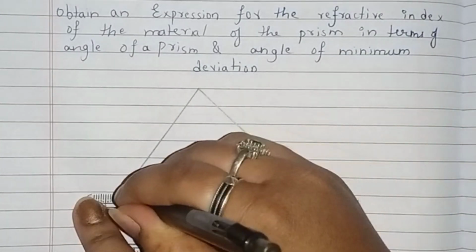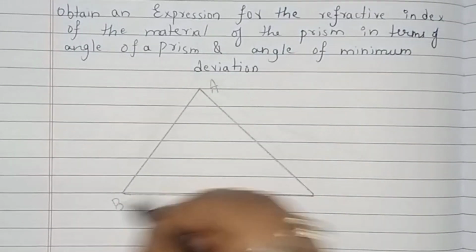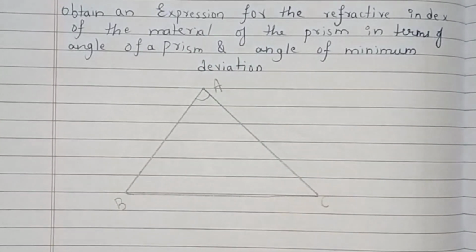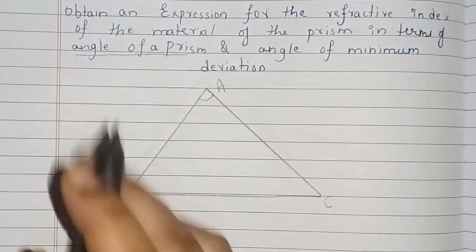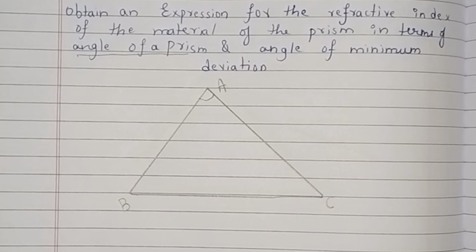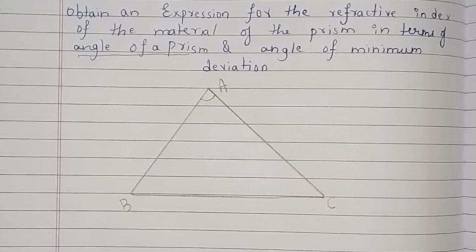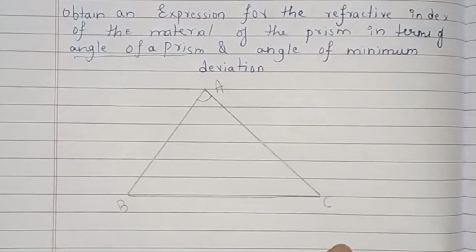If we draw the prism and name it A, B and C, A is the angle of prism and BC is the base of the prism. So we have got the angle of prism. Then the angle of minimum deviation. What do we mean by angle of minimum deviation? It is when the angle of incidence and the angle of emergence are both equal. Then the angle of refraction is such that the refracted ray is parallel to the base of the prism, that is BC.